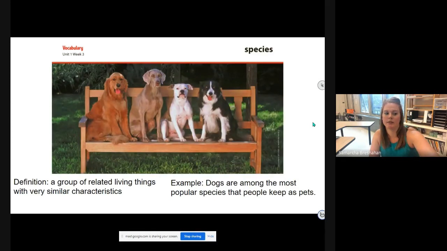This is my favorite vocabulary term for this week, species. So the definition is a group of related things with very similar characteristics. An example is dogs are among the most popular species that people keep as pets. Now, I think animals are the easiest way to classify species, but you can also classify flowers into species by the different types, because there are so many different types of plants.